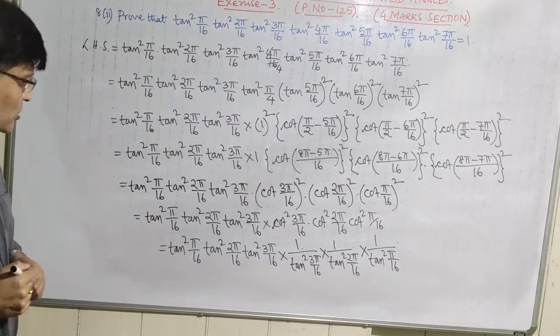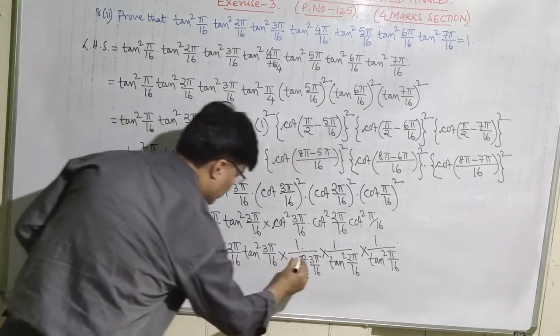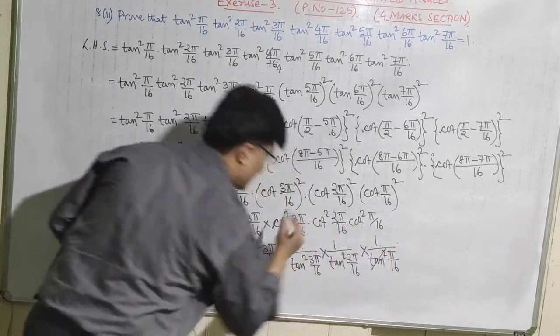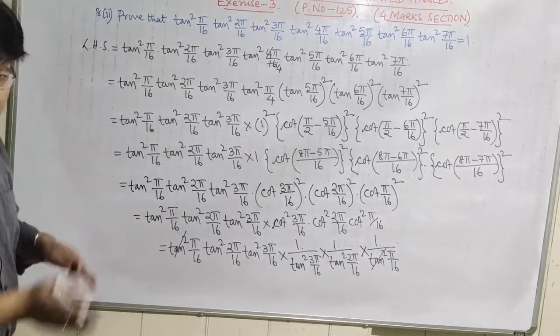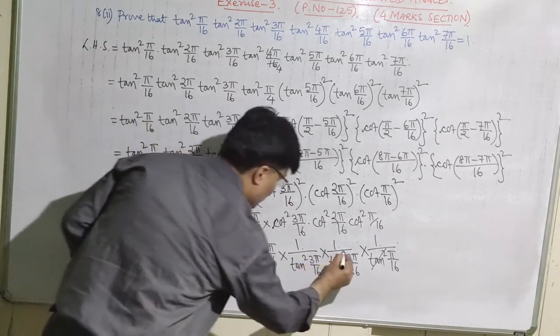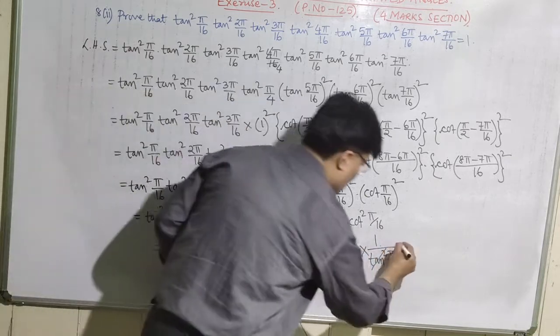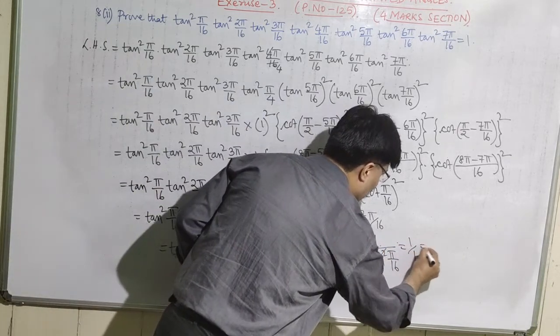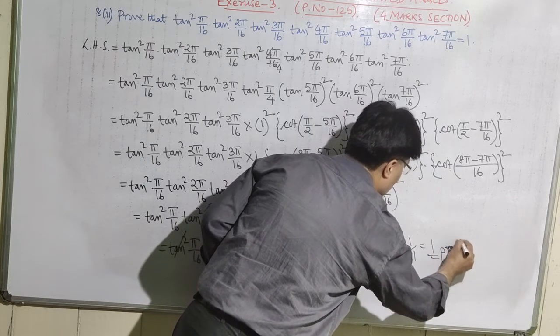So I think you have understood it. So we can cancel it. This and this will be cancelled. Tan square pi by 16, tan square pi by 16. One is in the numerator and the other one is in the denominator. You can cancel them. This also, tan square 2 pi by 16, here also you can cancel it. So which is equal to 1 by 1, which is equal to 1. So it is proved.